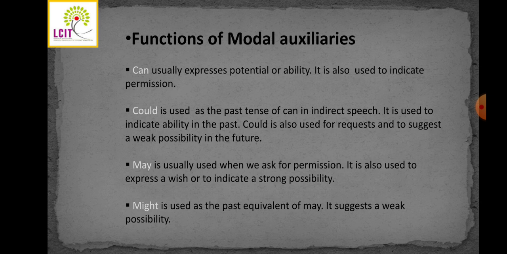Modal auxiliaries, as I told you in the beginning of this chapter, indicate ability, permission, request, capacity, suggestion, order, obligation, or advice. So there are some words which we use as modal auxiliaries. First of all, the first word which we use is can. Can usually expresses potential or ability. It is also used to indicate permission.